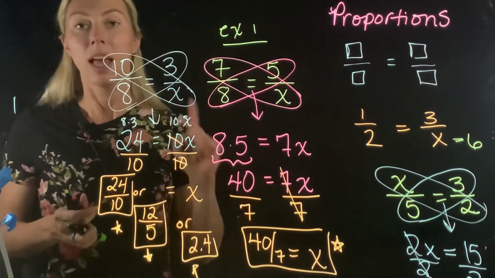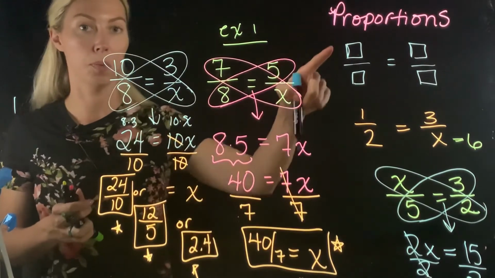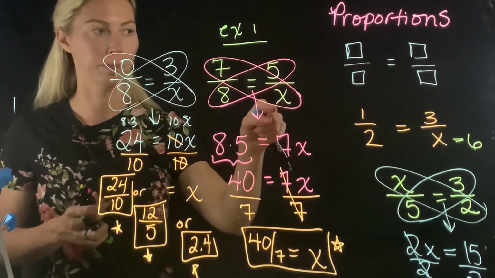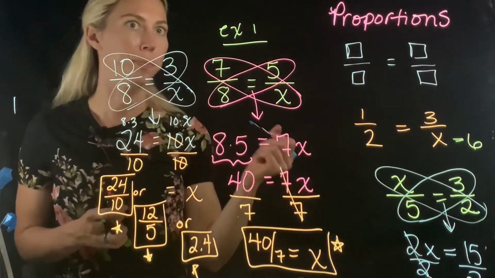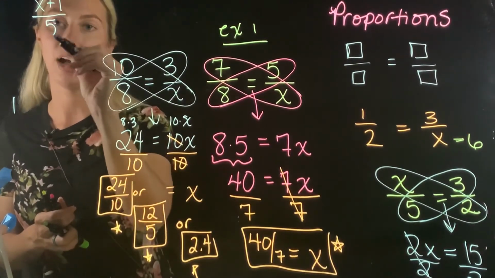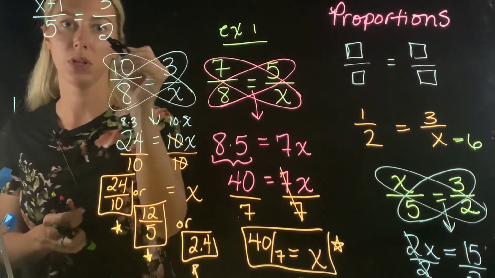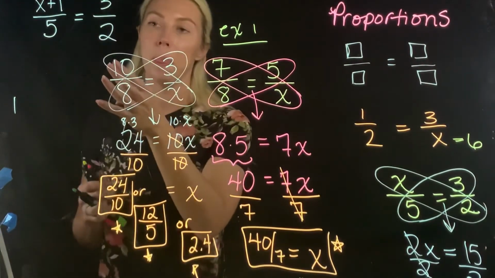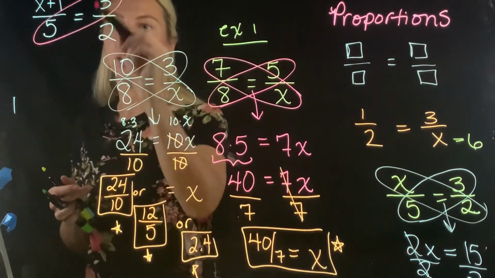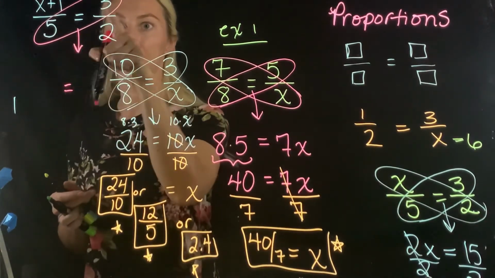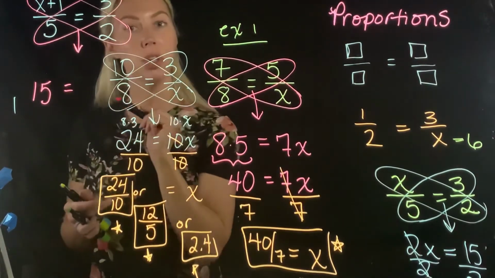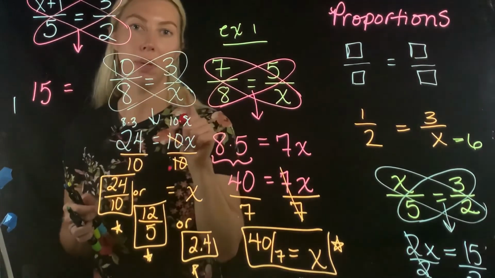Hopefully this was helpful. Now, if you happen to have a proportion that has a binomial as a numerator or denominator, an example would be, let's say they did x plus 1 over 5 equals 3 over 2. So in this problem, the issue is when you go to try to multiply, this one's easy, right? I can bring the equal sign down. 5 times 3 is 15. However, if you're going to be multiplying these two, you actually have to use the distributive property.